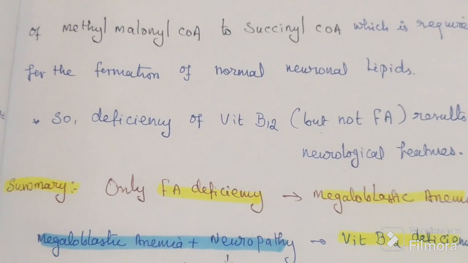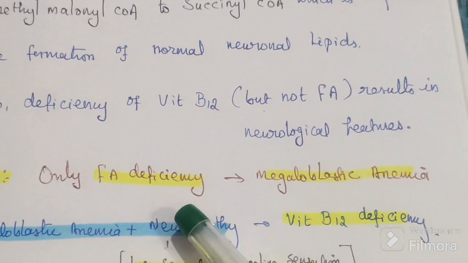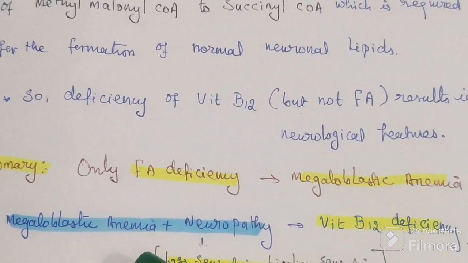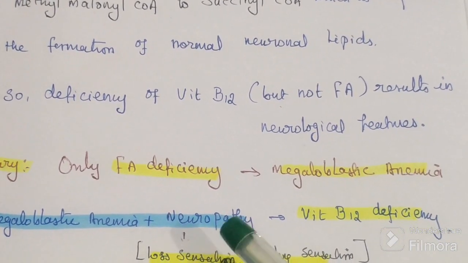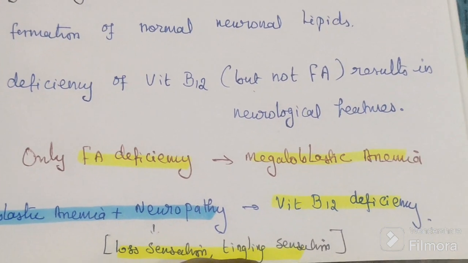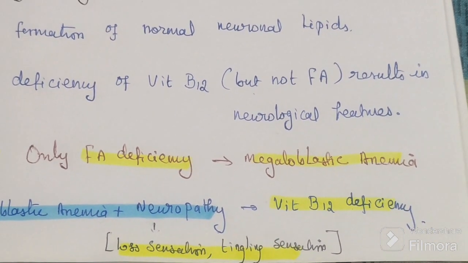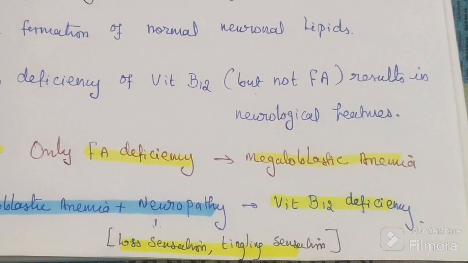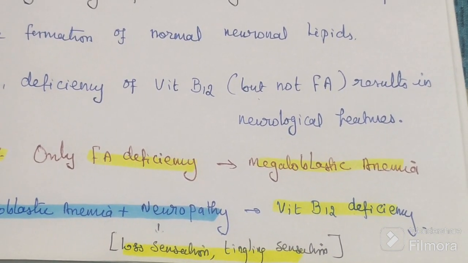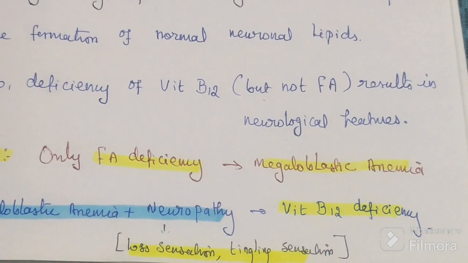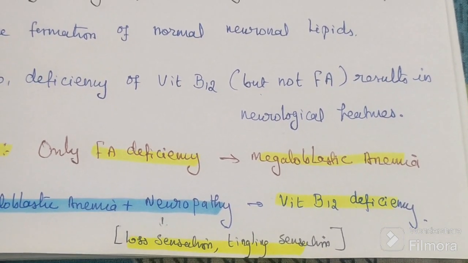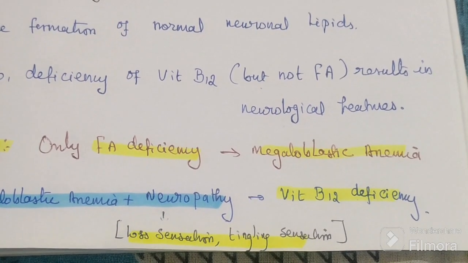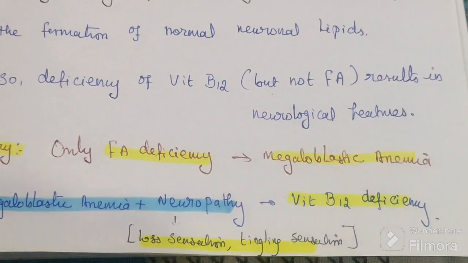So, summary: folic acid deficiency alone leads to megaloblastic anemia. Megaloblastic anemia along with neuropathy leads to vitamin B12 deficiency. Methylmalonyl coenzyme A converted into succinyl coenzyme A is required for neurons. So it causes neurological disorder: loss of sensation, tingling sensation, and numbness.